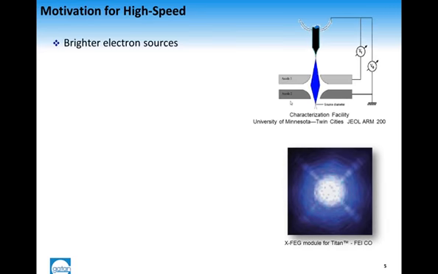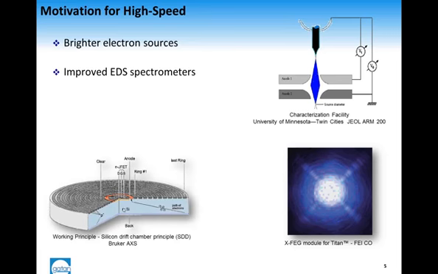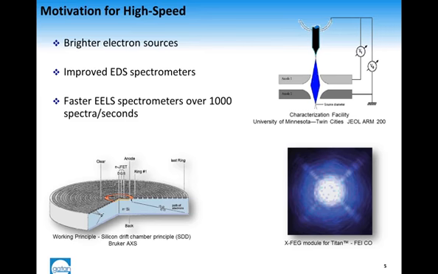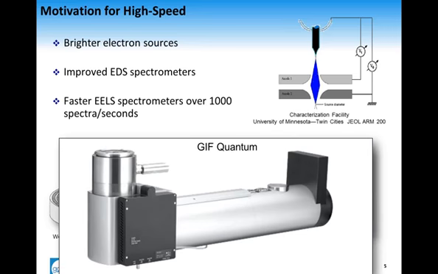The reason is because now we have bright electron sources. An example is the cold FEG, and also the X-FEG, which is the enhanced brightness Schottky FEG from FEI. In the last few years, we're also seeing improvement in EDS detectors with the silicon drift detector. They're increasing the number of counts and the efficiency, so now the lines of low energy can be easily detected. And more importantly, we have seen the development of faster EELS spectrometers like the GIF Quantum, where we can afford a spectral rate of over 1,000 spectra per second.